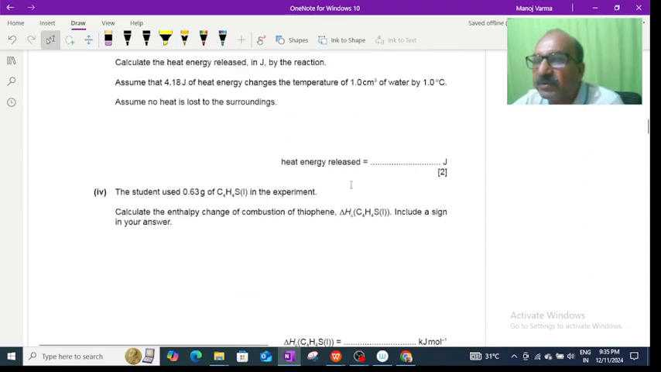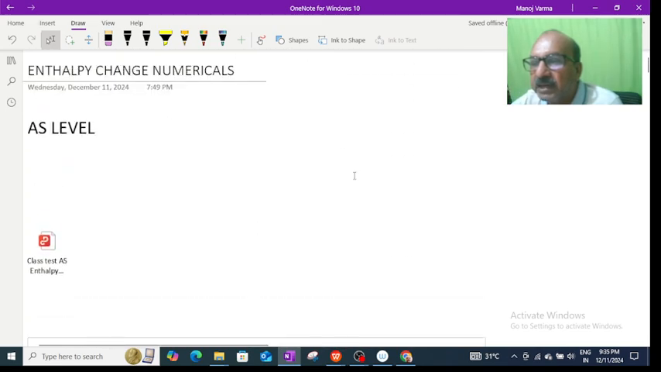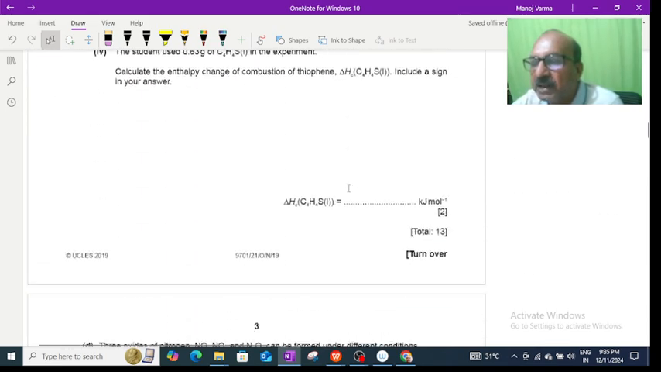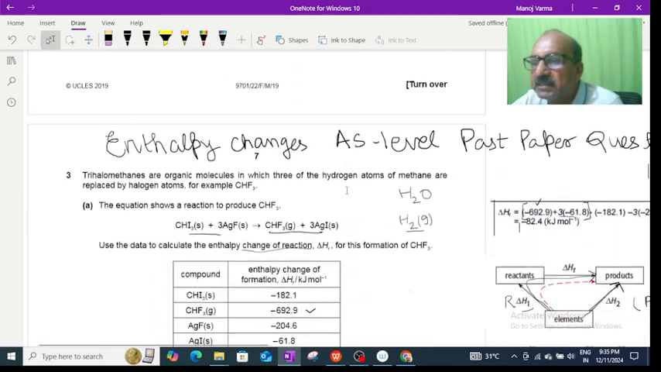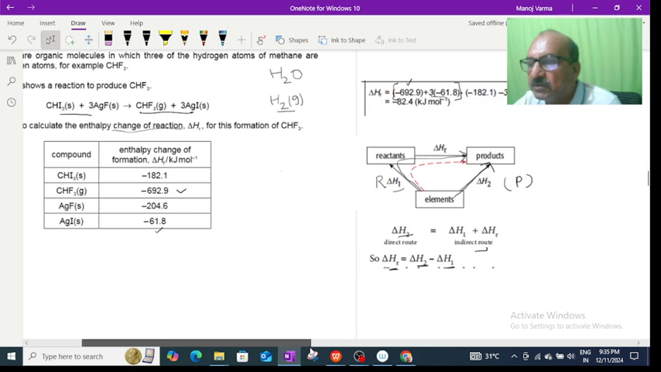For CHI3, what is the value? Let me go back. I think by mistake I came forward. So let's go back and see. Yes, see this. So for CHI3, the value is minus 182.9. So we do that over here.